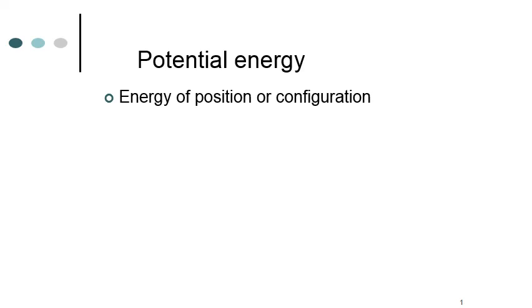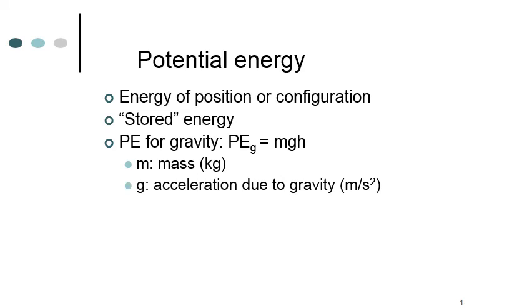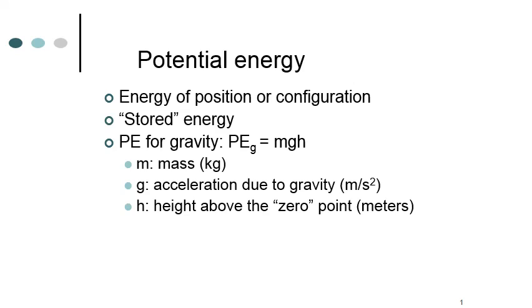Okay, so potential energy has to do with the energy of position or configuration. So what we're going to concentrate on today is gravitational potential energy. All potential energy is stored energy, and gravitational potential energy has to do with three things. We multiply the mass in kilograms by the acceleration due to gravity times the height. And this will give us how many joules of energy an object has.